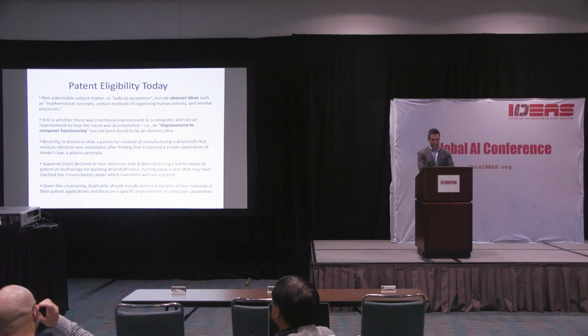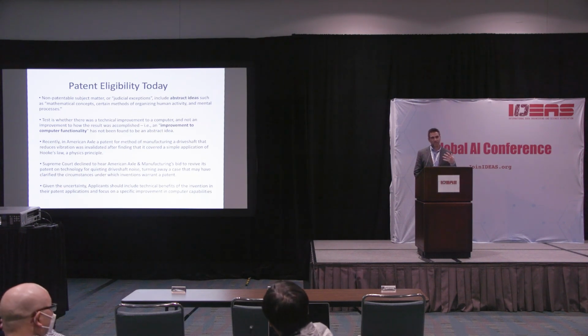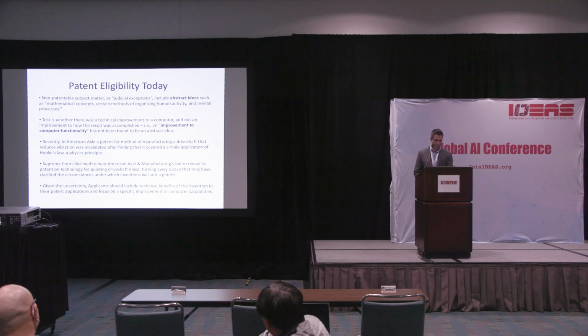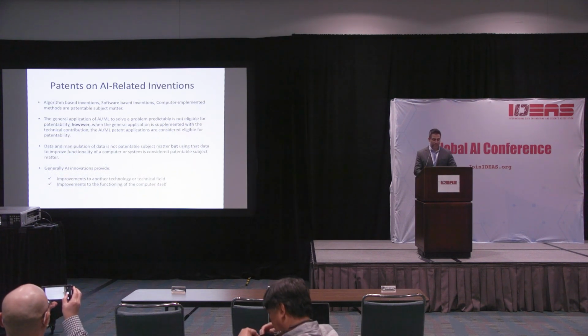but the Supreme Court declined it and kind of left us with this uncertainty, which brings me to the last point on this slide, where, without clear, specific guidelines, applicants are advised to include technical benefits in the invention. So what is the invention benefiting? Is it improving the functionality of the computer? And what capabilities is the computer able to have now where it didn't before?